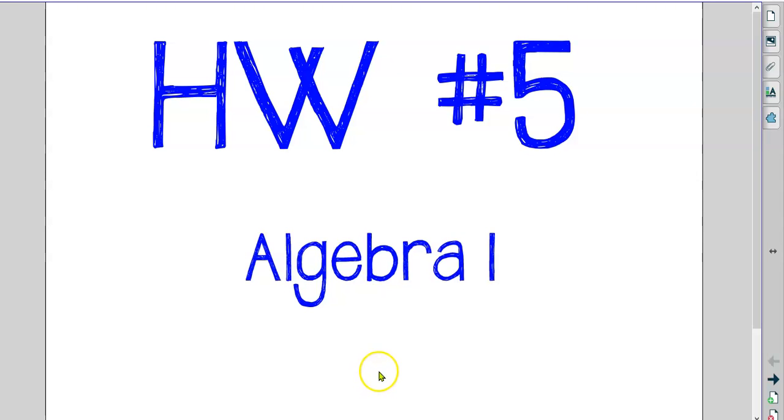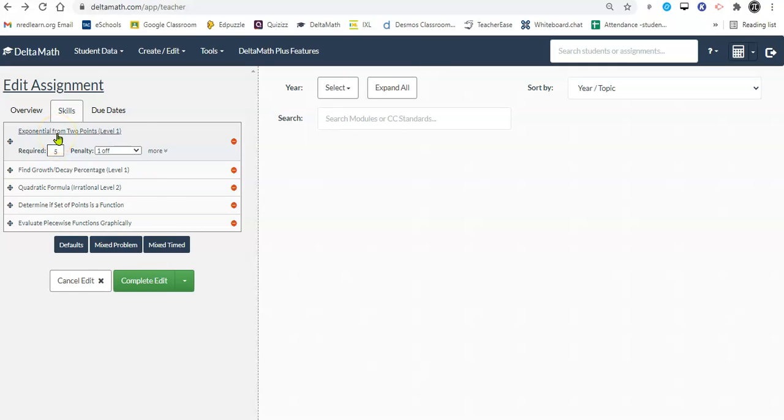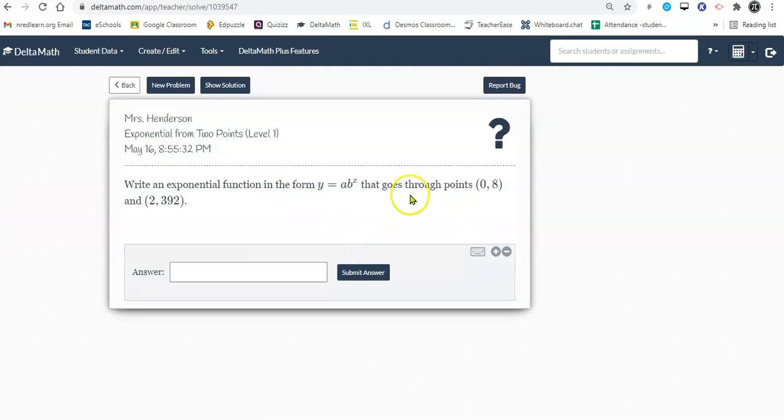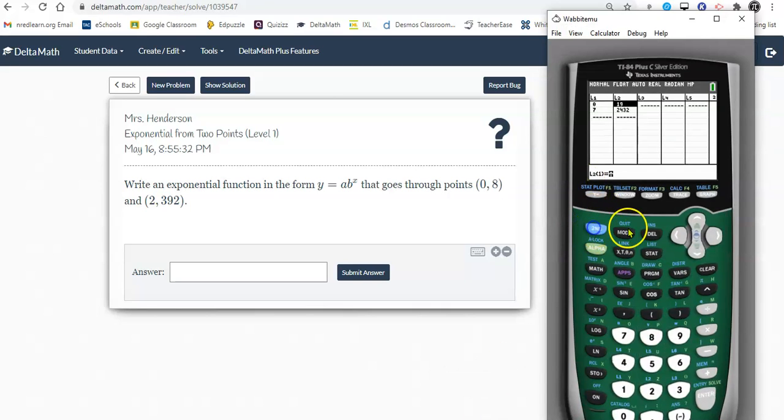This tutorial will help you to complete the questions on homework number 5. The first topic is exponential equations from 2 points. So if you're given 2 points, you can find the average rate of change and the initial value yourself, or you can use your calculator. So we're going to use our calculator to do this for us today.